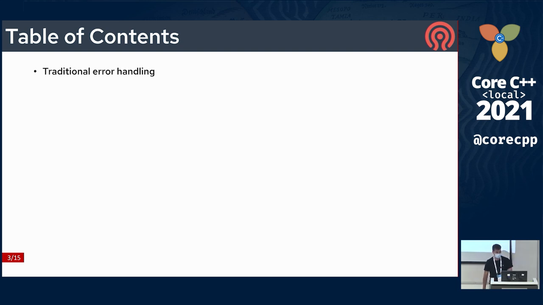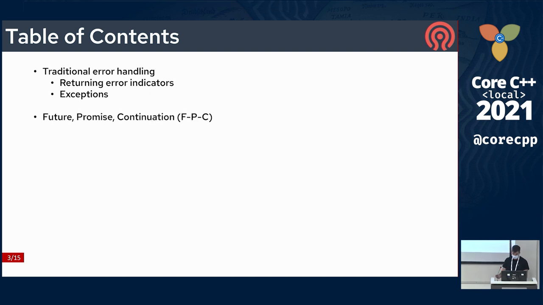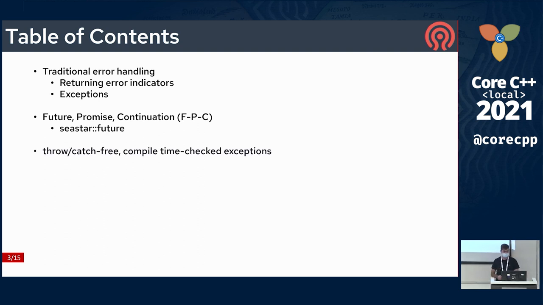I like it. So the table of contents: we'll be talking about traditional error handling, namely returning error indicators and exceptions, and then I'll talk a little bit about future, promise and continuation, more specifically about C-star future. And then I will talk about the main topic of this talk, which is throw/catch-free compile-time checked exceptions using a Crimson errorator.